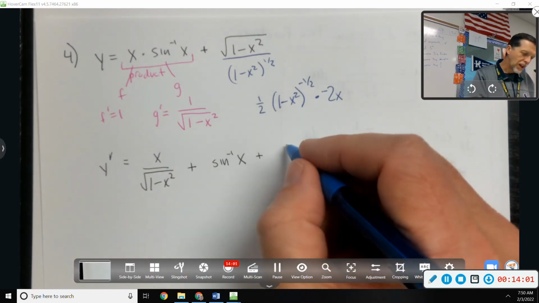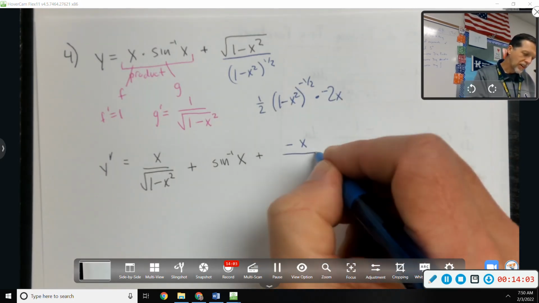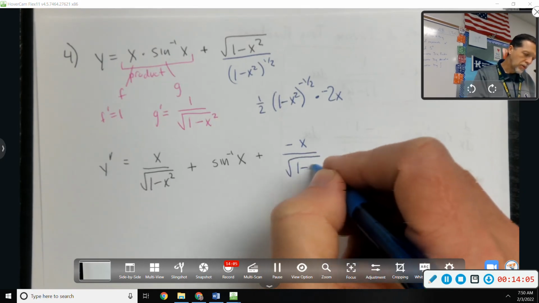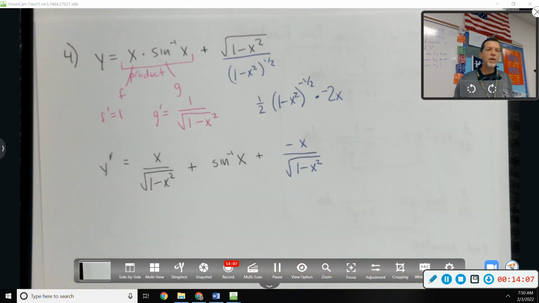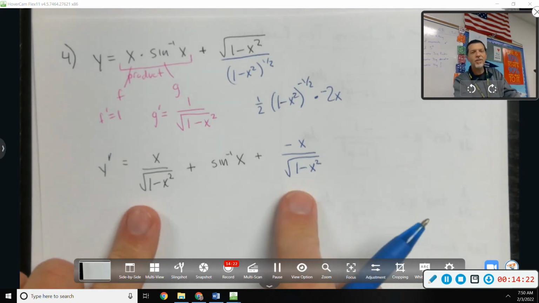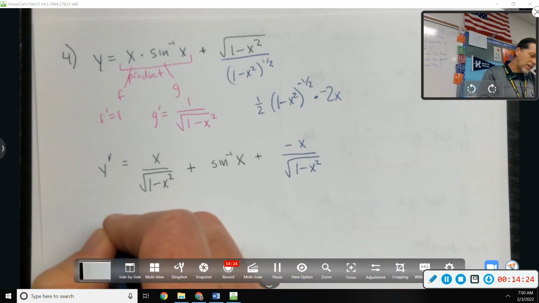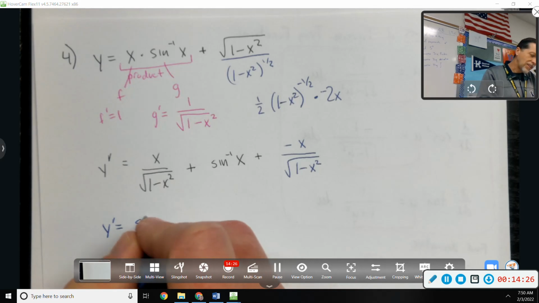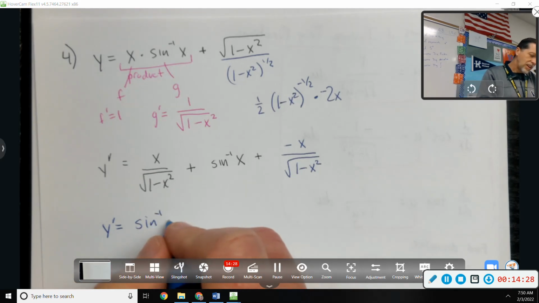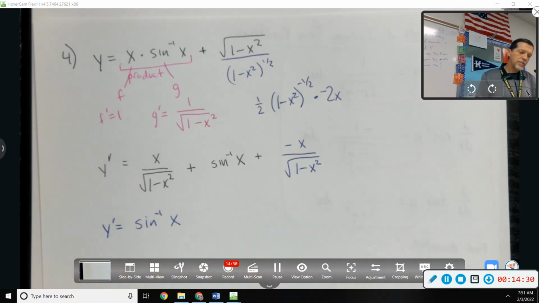Like the 2's would cancel. The x is on top. And square root of 1 minus x squared is in the bottom. And then this is kind of a rigged problem. Because what happens? Yeah, those two things cancel out. And so we get down to the best final answer, which is the inverse sine of x.